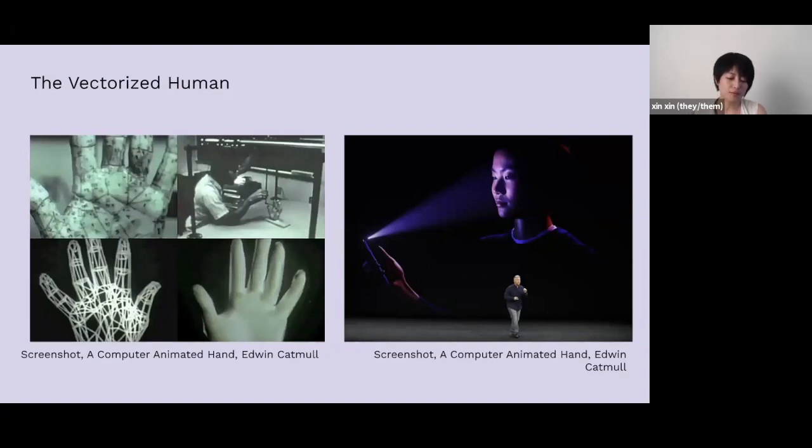So what Edwin figured out was to actually draw lines and vector points onto a real human hand, and essentially use a machine to document every single coordinate on that hand. And that was sort of the creation and the start of thinking about how bodies can be vectorized.